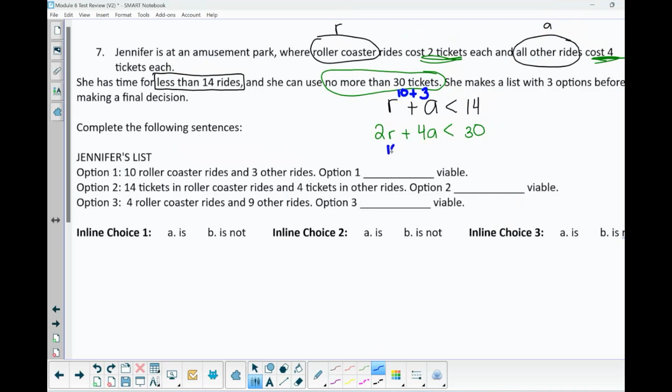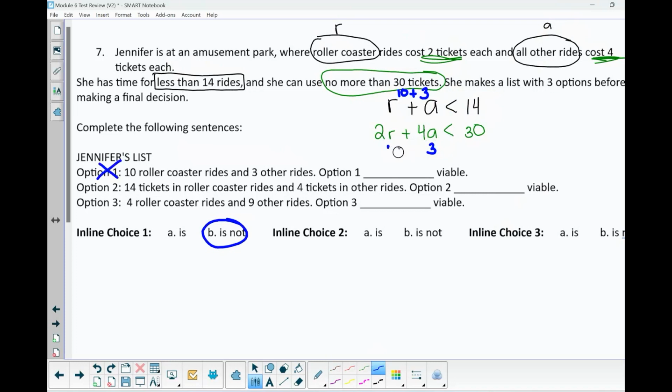So I'm going to plug in the 10 for the R and the 3 for the R. Well, she's going to spend 20 tickets in roller coasters and 12 tickets in all the other rides. Well, 10 plus 12 is not less than 30. It is more than 30. So option 1 is not viable.